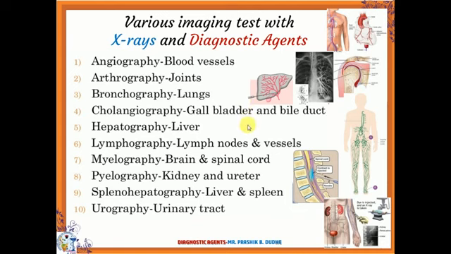Similarly, there are a number of techniques for hepatography, where we can check whether the liver is functioning properly or not. Then for lymphography, the lymph nodes and vessels can be imaged on the X-ray to check their normal functioning, or if any defects are observed we can treat that with specific drugs. Myelography is a technique specifically used for brain and spinal cord injuries.